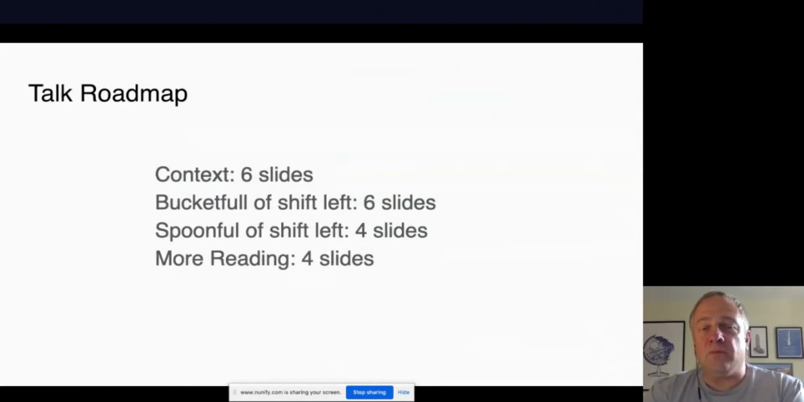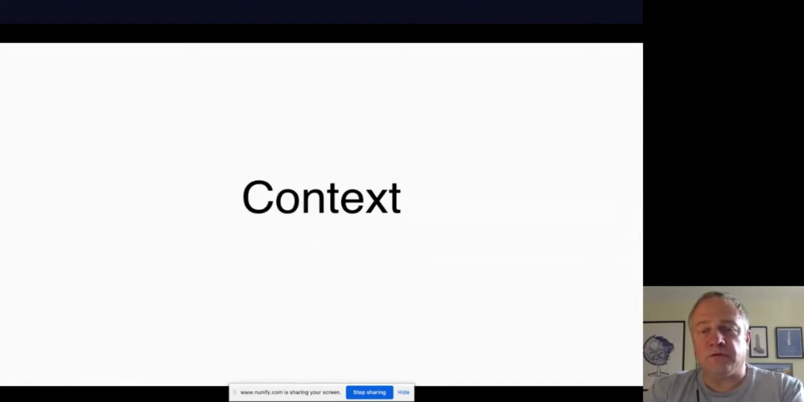So I have a roadmap, a representation of what we're about to see. We've got 6 slides of context, 6 slides on the defect in that bucket full of shift left, and then 4 slides on a spoonful of shift right. Fix that later, and then there's some more reading. So we'll dive into it. First off is context.